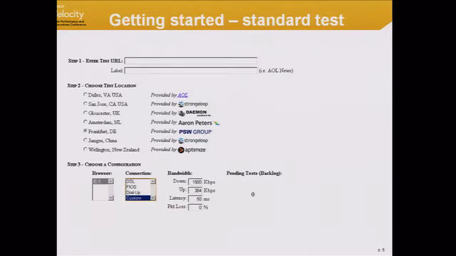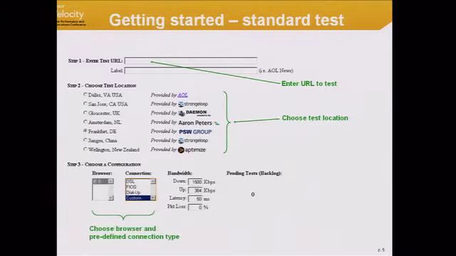So when you start a test, this is what you see. You enter the URL you want to test, you select the location you want to test from, and you can pick one of the predefined browser and connection type combinations. Or, the new functionality, you can create your own bandwidth characteristics. Again, defining the bandwidth in both directions, the latency, as well as the packet loss you want to simulate.